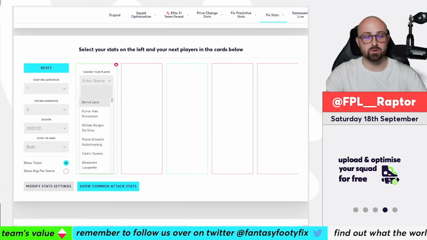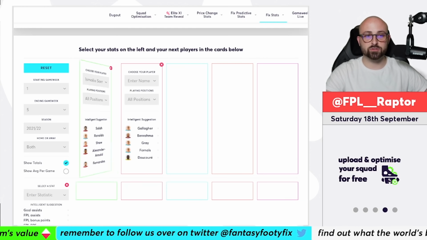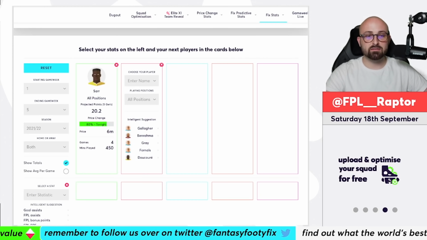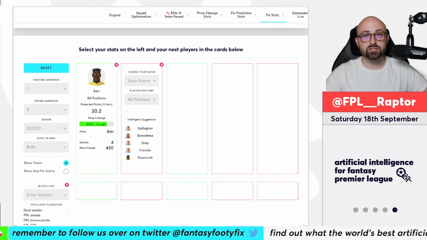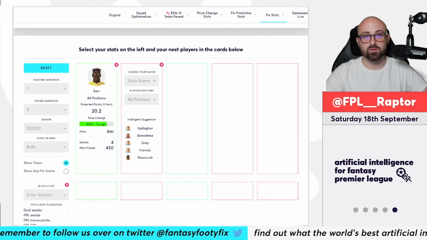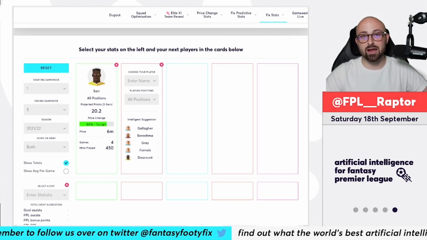So we want to compare Ismaila Sarr here. You can just type in Sarr straight away, bring him up, and you can see there isn't that much information in that box because we haven't customized anything. But what you do have is projected points over the next 5 game weeks, which is how many points the FPL Review algorithm thinks he's going to score.